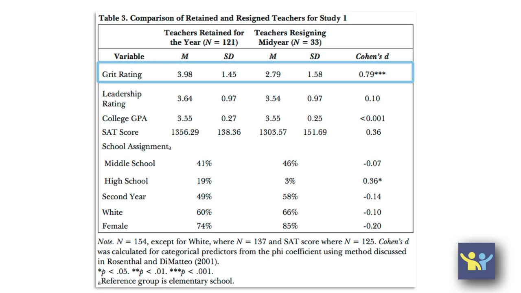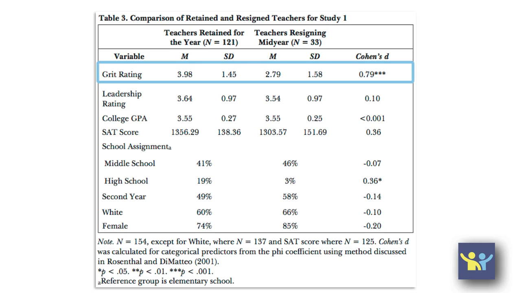So if you look at the first row of this table, you'll see the difference in the grit rating between retained teachers and those teachers who resigned mid-year. The mean or average of grit for retained teachers was 3.98 compared to the mean or average of 2.79 for teachers who resigned. The Cohen's d will tell us, remember, the size of that difference, and the rule of 0.2, 0.5, and 0.8. A Cohen's d of 0.79 is a large effect because it's close to 0.8, indicating that the size of the difference in grit between teachers who were retained and those who resigned was practically relevant.